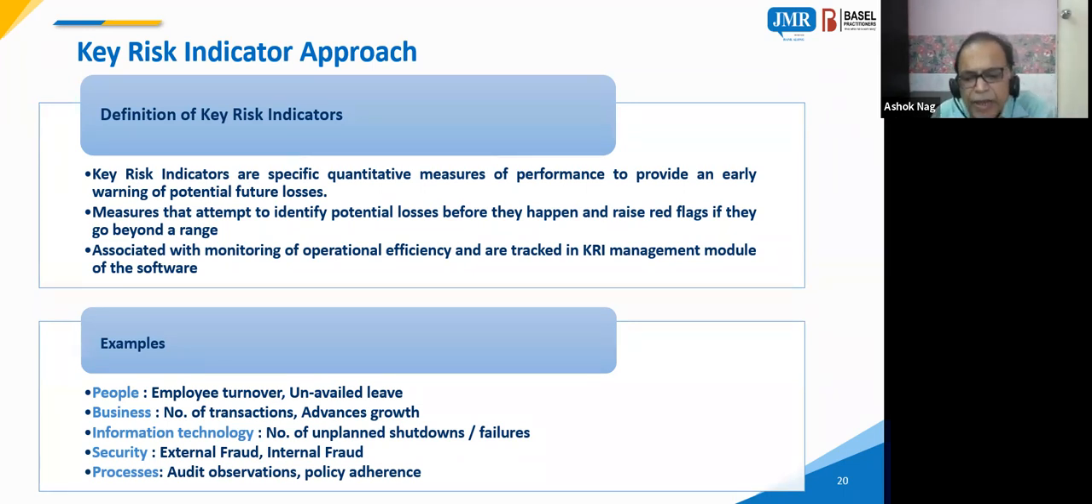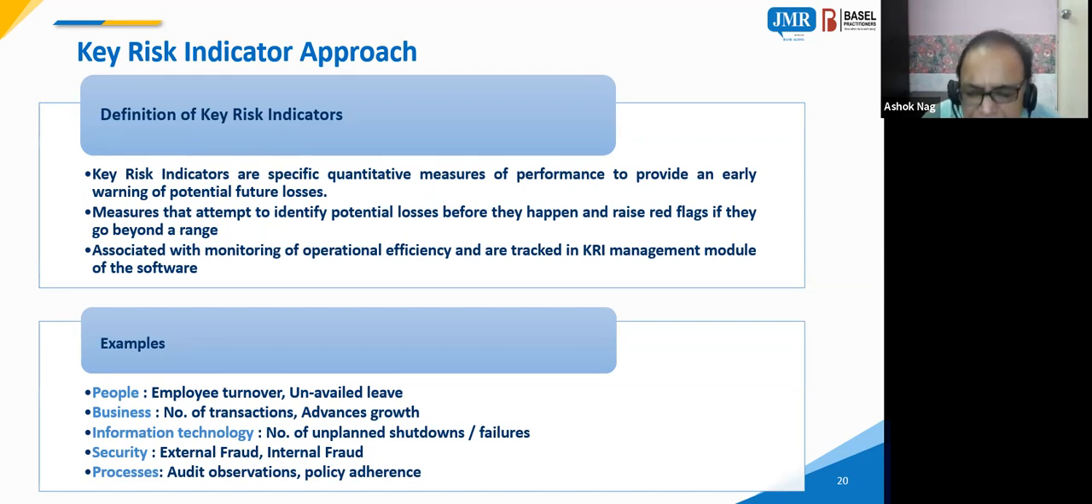Basically, based on data which can come in an automated way from your core banking system, and data which has to be manually input to the system, we can create various kinds of key risk indicators. Key risk indicators are specific quantitative measures of performance that provide an early warning of potential future losses. They attempt to identify potential losses before they happen and raise red flags if they go beyond range.